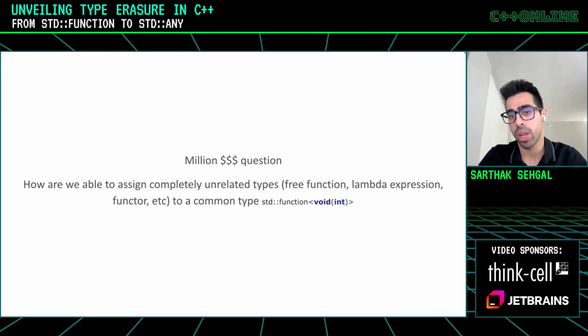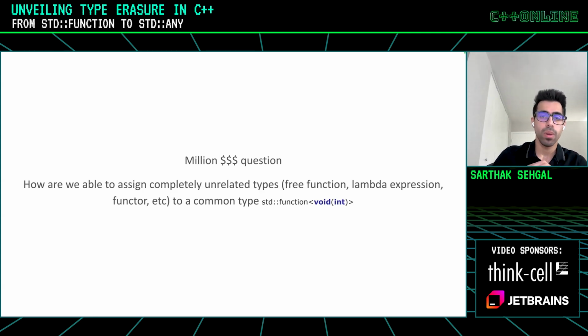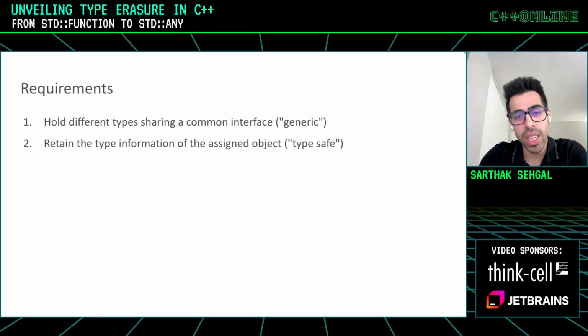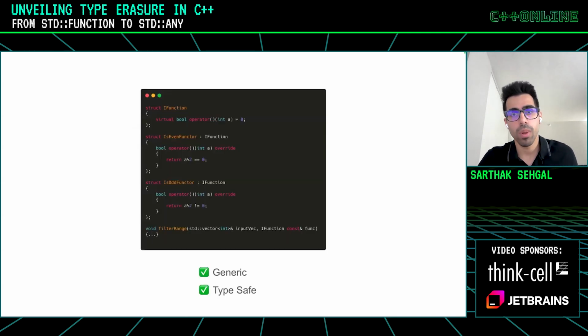So let's start off by building such a container, and let's start by highlighting what the requirements of such a container would look like. As we've discussed, the first requirement is that the container should be able to hold different types sharing a common interface. That is, it should be generic. The second requirement is that it should retain the type information of the assigned object. That is, it should be type safe. I haven't touched a lot on type safety yet, but just bear with me, and we'll come to type safety when we look at shared pointer.